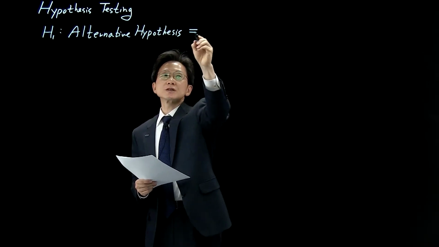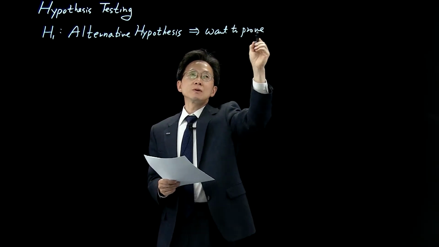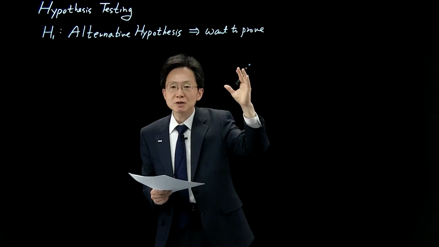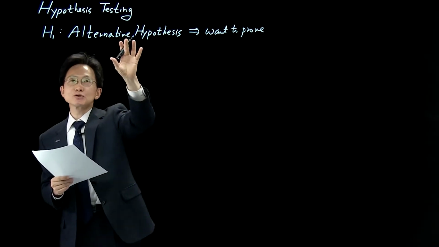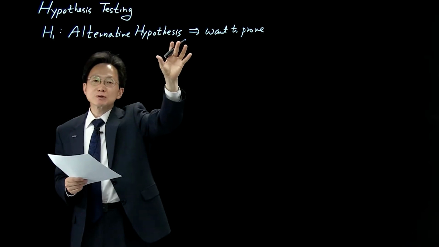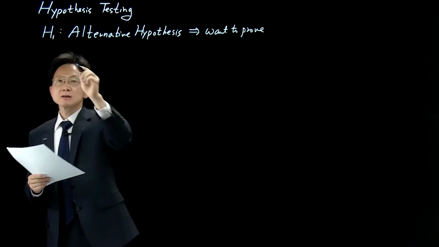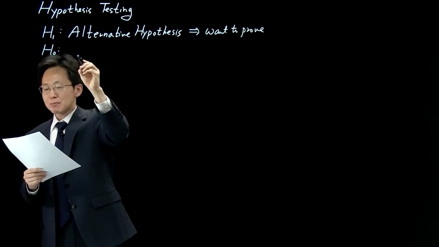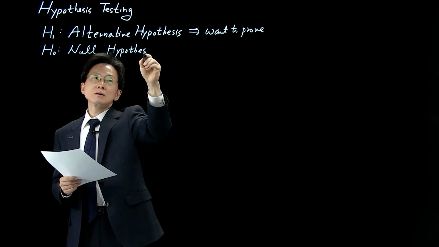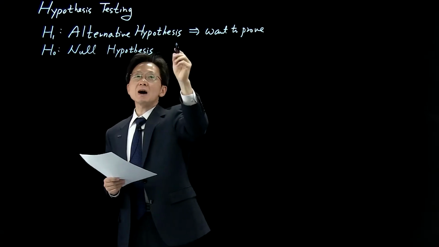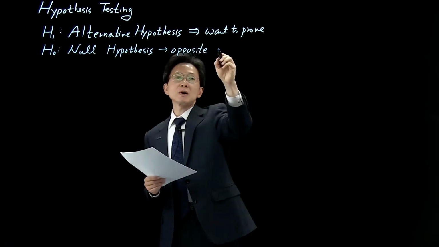And this is something we want to prove, and we want to accept, actually. That is something I want to show. And in order to show my statement is right, there is another hypothesis which I want to reject. For example, let's say that's the null hypothesis. This is the opposite of the alternative hypothesis, right?